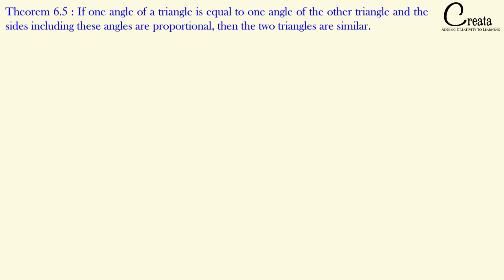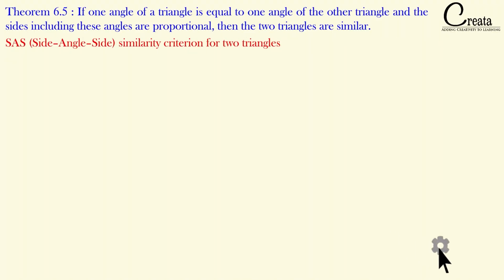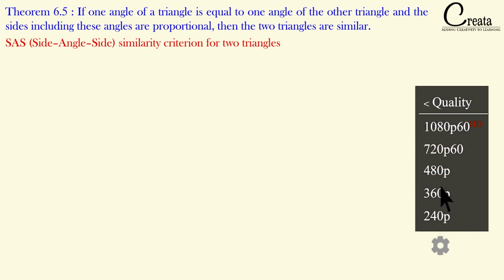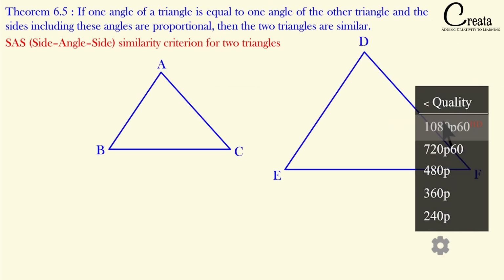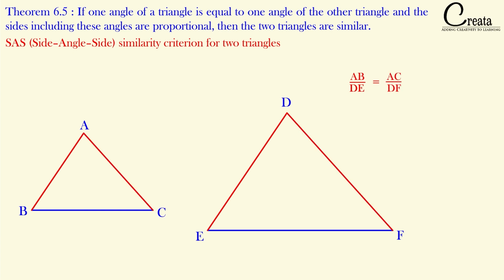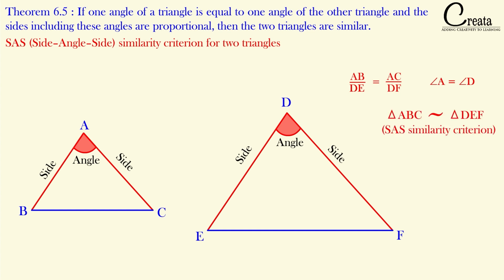Theorem 6.5, also known as SAS, side angle side similarity criteria for two triangles. As per this theorem, if the ratio of the two corresponding sides are equal and the angle in between the two corresponding sides are also equal, that is side angle side are equal, then we can say the two triangles are similar to each other. So this is the SAS criteria. Note that the angle should be between the two corresponding sides.